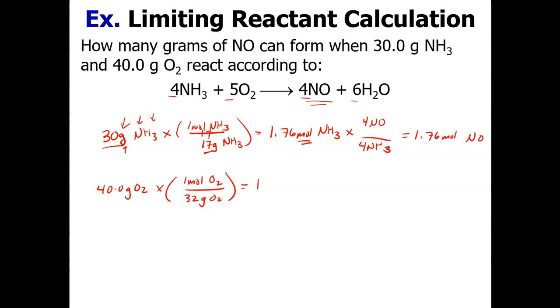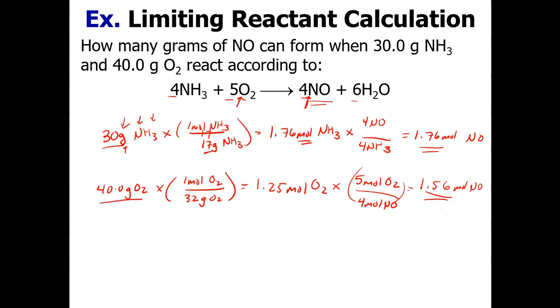So here we get about 1.25 moles of O2, and now I'm going to multiply that by my stoichiometry here, 5 moles of O2 divided by 4 moles of NO, which comes from this number, and I should get about 1.56 moles of NO. Now, this number is smaller than that number, so if I have 40 grams of oxygen, I can only make 1.56 moles of nitrogen monoxide. This is my limiting reagent.